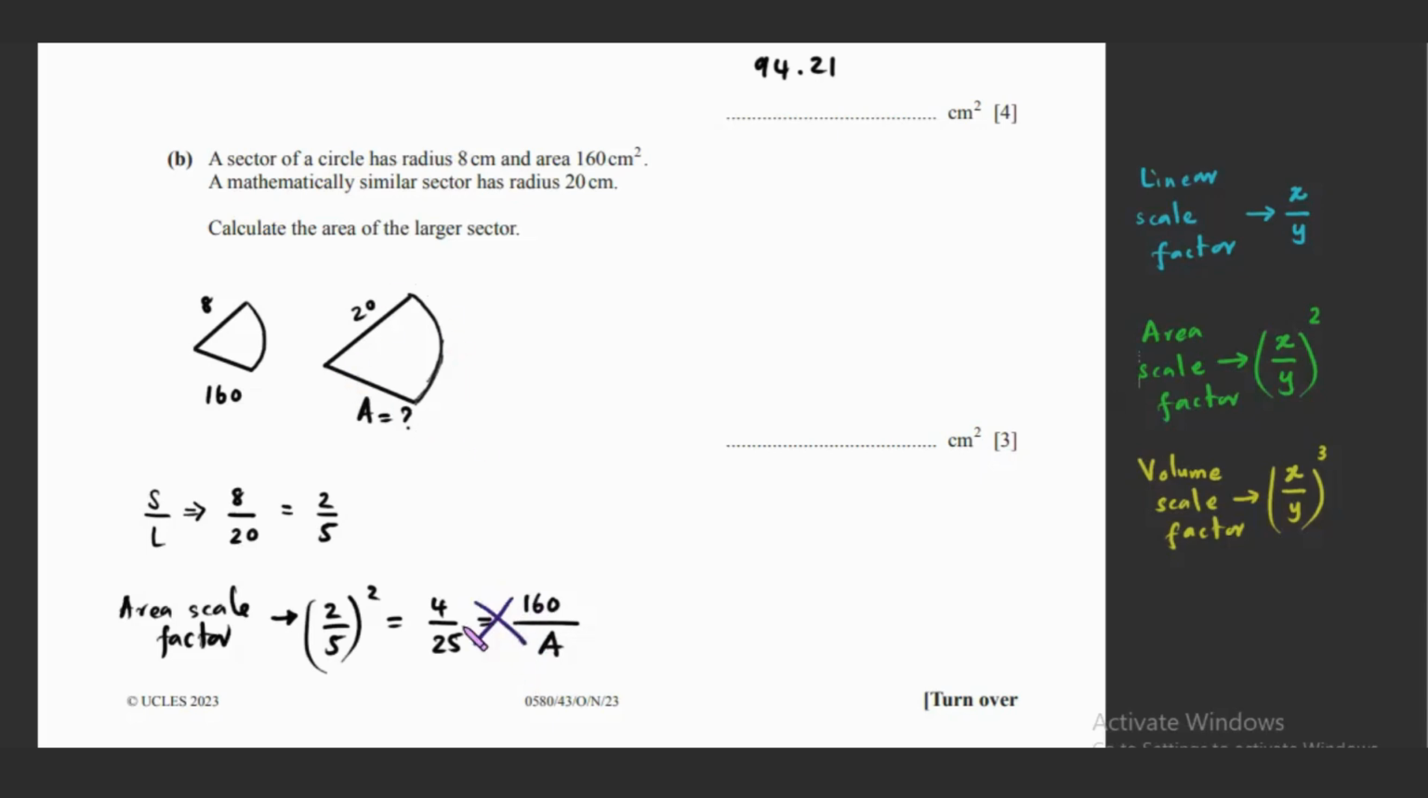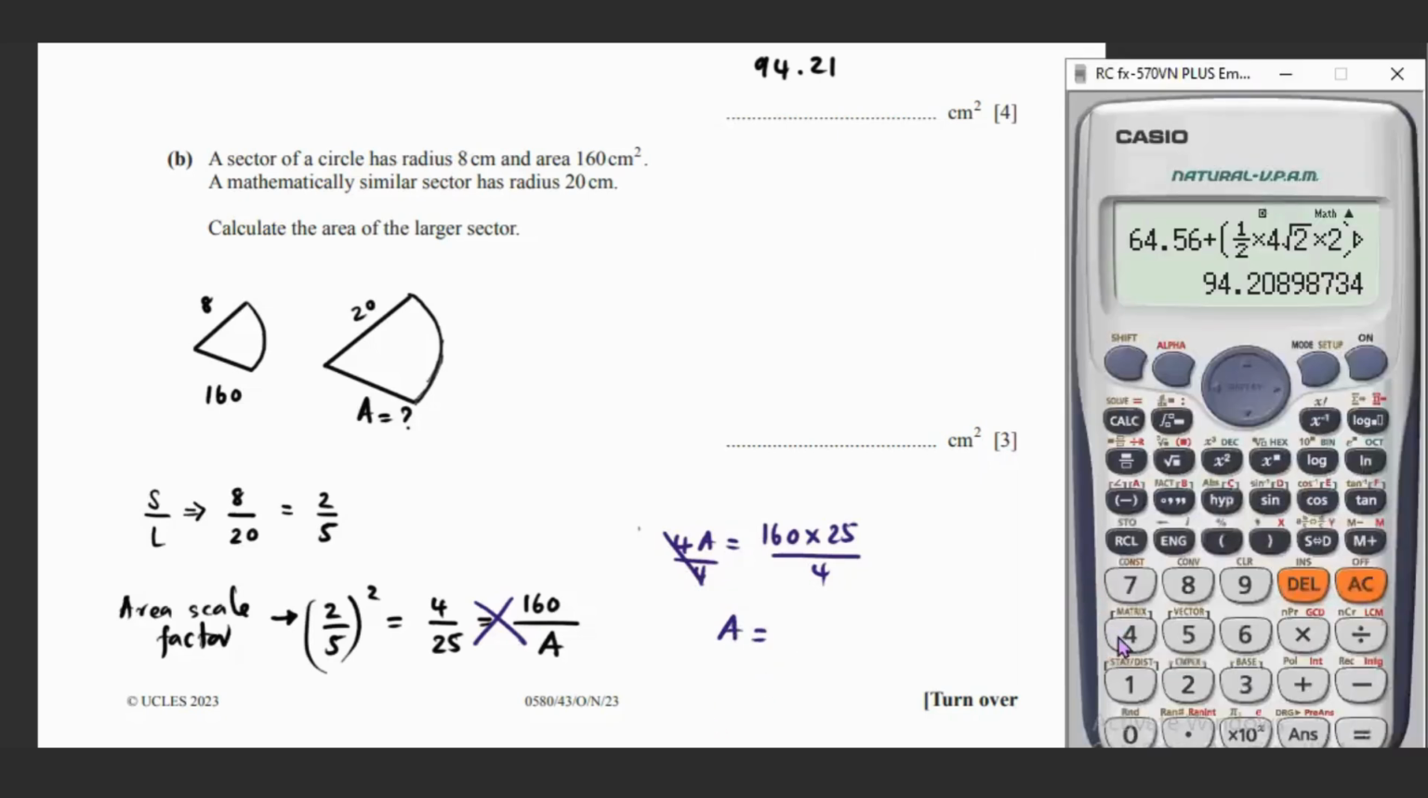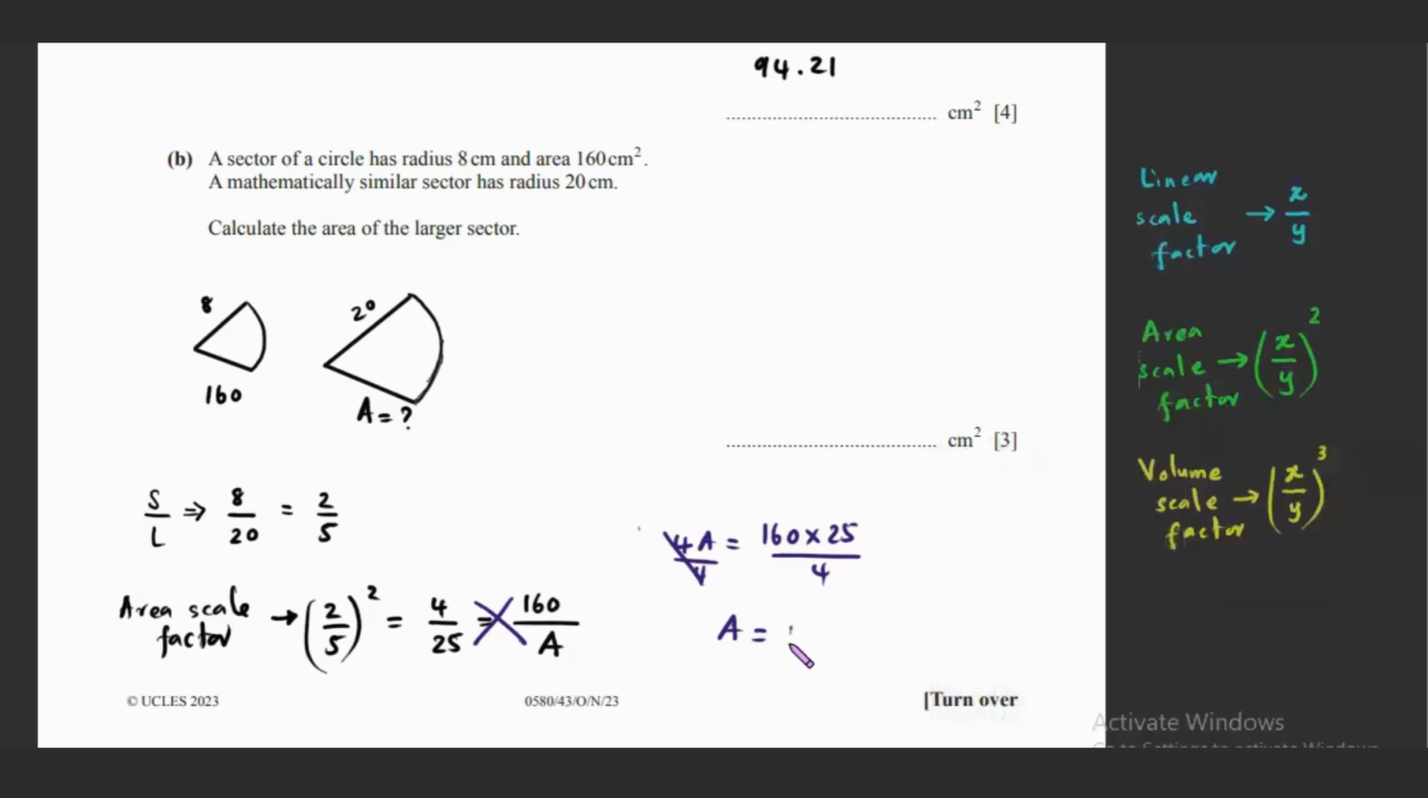So to do that, I need to cross multiply. So 4 times A is 4A. This is equal to 160 times 25. To find what A is, I need to divide both sides by 4. So this will be the area of the larger sector. So I need to multiply 160 and 25 together, and that answer has to be divided by 4. When I do that, I get 1000, which means the area of the larger sector is going to be 1000 square centimeters.